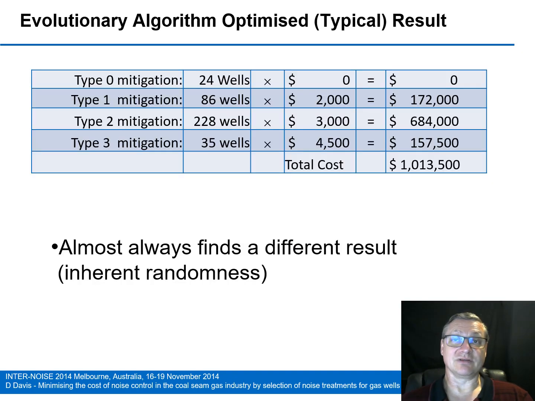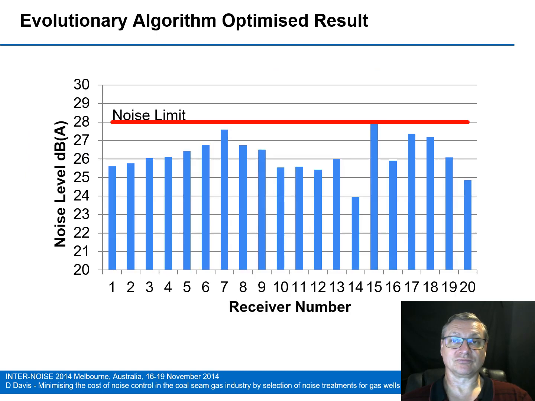And this is one of the times that it was run. It said that 24 of the wells don't need any noise mitigation, 86 of the wells can get type 1 mitigation, 228 of them should get type 2, and 35 of them should get type 3 mitigation. And the overall total cost is about $1,013,500. It almost always finds a different result because it's got that inherent randomness. And yet, each time you run it, and if it does find a solution, it will always achieve the noise limit at every single receiver.